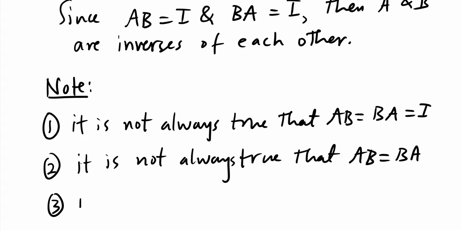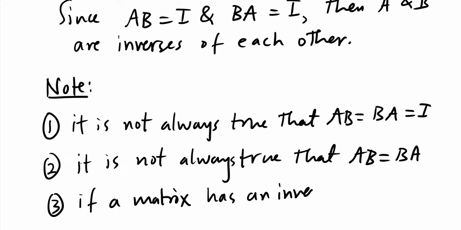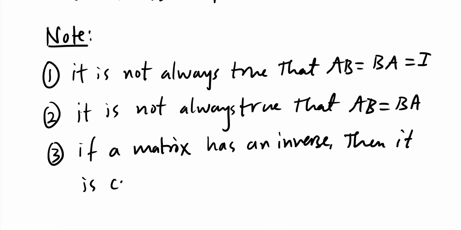Third note: not all matrices have inverses. If a matrix has an inverse, then it is called invertible. So mathematicians don't have to keep saying matrix A has an inverse, they just say it is invertible. Given matrix A that is invertible means it has an inverse.